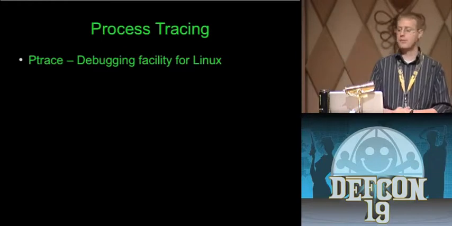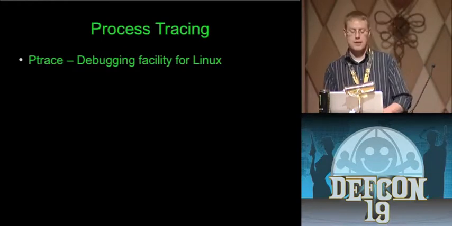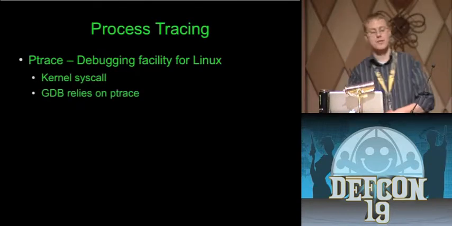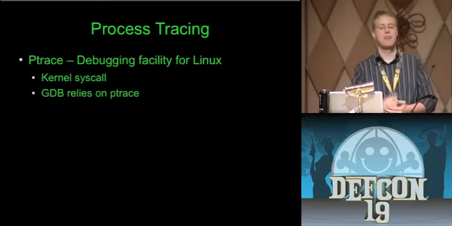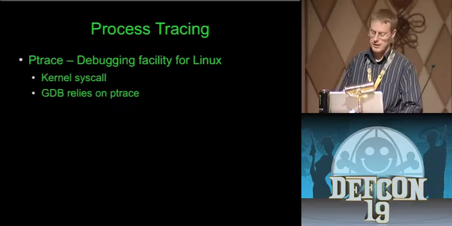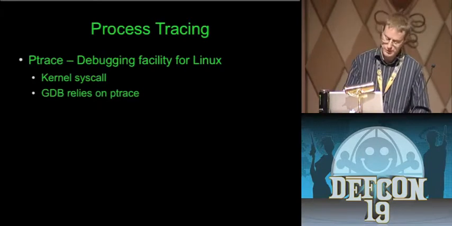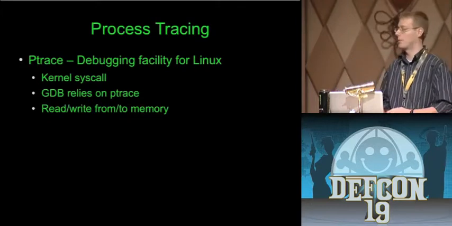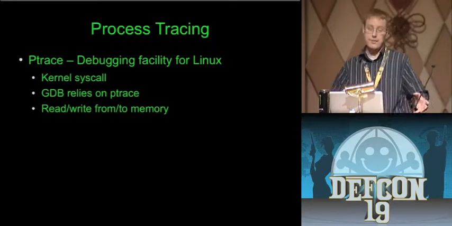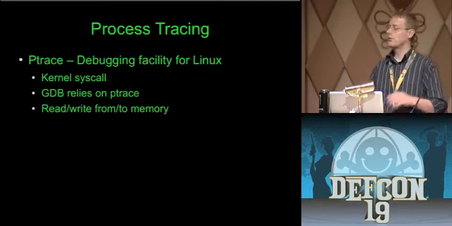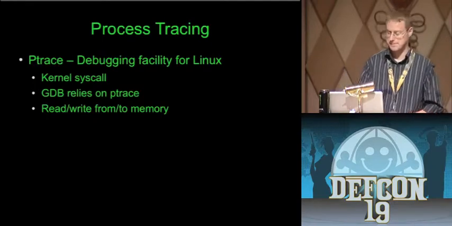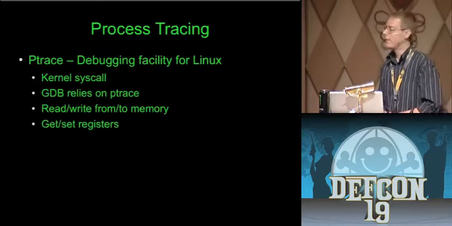ptrace is the debugging facility for Linux. It is a kernel system call, and GDB, the GNU debugger, relies heavily on ptrace. If ptrace didn't exist, GDB wouldn't. It allows you to read and write from and to arbitrary memory locations, if it's valid. And you can write to memory locations that are marked as read-only. It allows you to get and set registers.